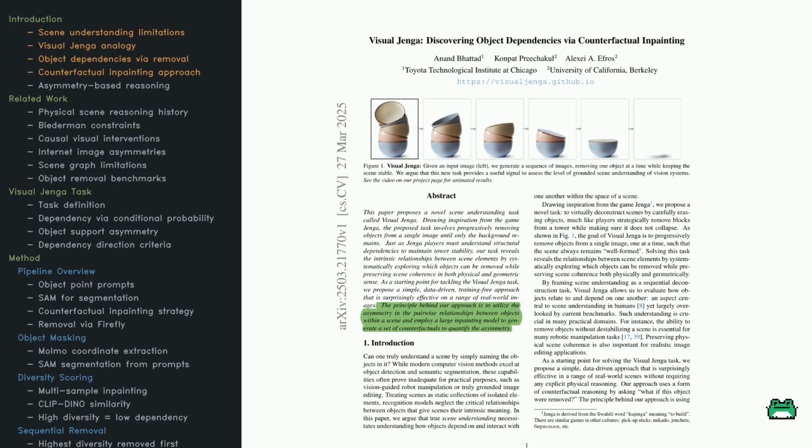Look at the figure shown here of a stack of bowls. Each bowl disappears in sequence, yet the stack remains visually coherent. This example sets the stage for the entire paper. The goal is a new kind of scene understanding, one that focuses on dependencies and how objects support or rely on each other. That's the essence of visual Jenga.